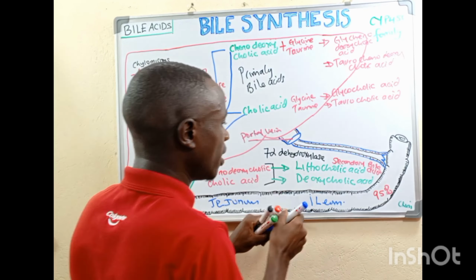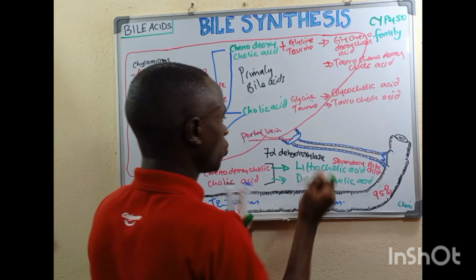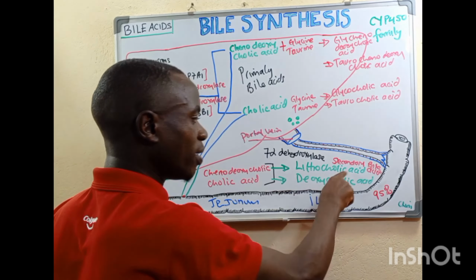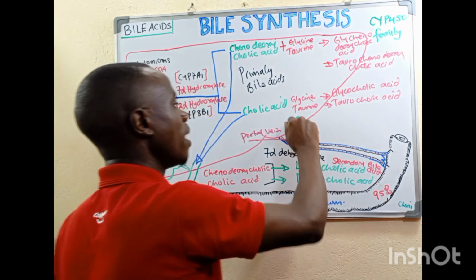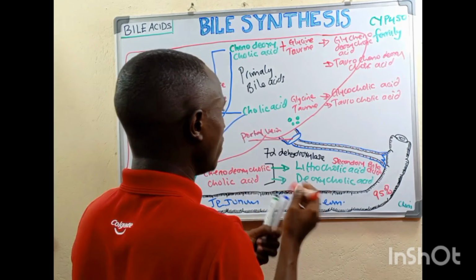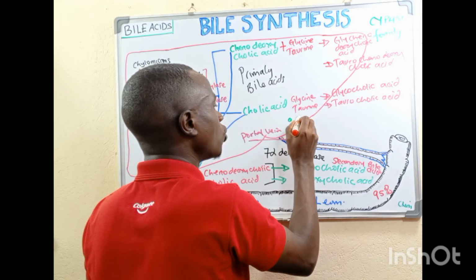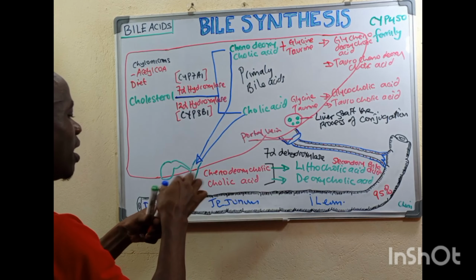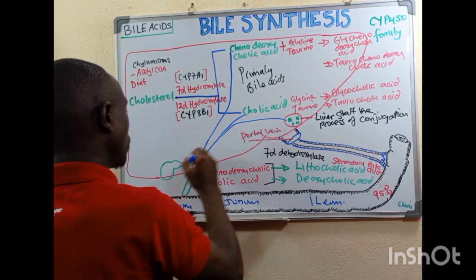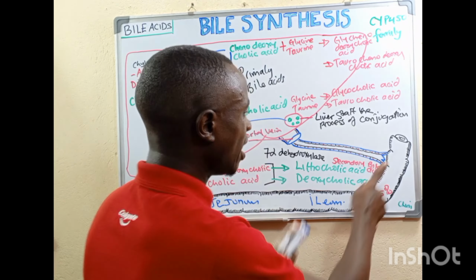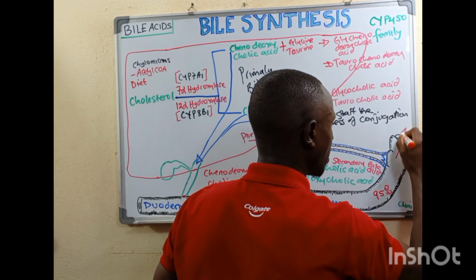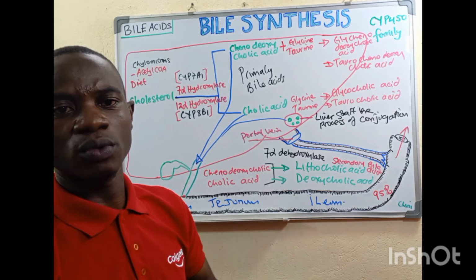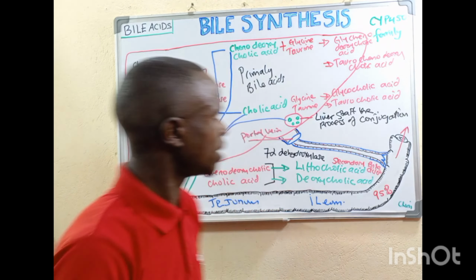These secondary bile acids, lithocholic acid and deoxycholic acid, move to the liver. When they reach the liver, the liver does a process of conjugation. The secondary bile acids are conjugated, and finally they move to the gallbladder for storage. And of course, the remaining 5% of the secondary bile acids is eliminated with the stool.